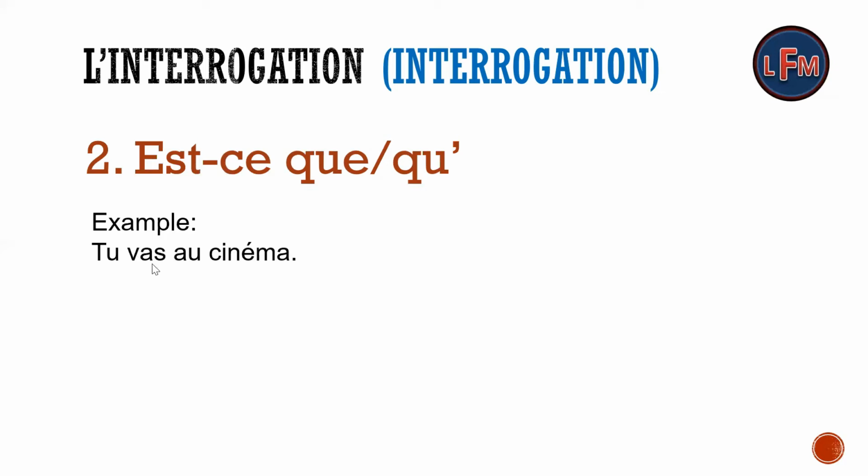For example, tu vas au cinéma. You are going to cinema. So to make it a question with est-ce que, we say, est-ce que tu vas au cinéma? Do you go to cinema? So when we have est-ce que in the question, it means we are asking a question. There is no need of a rise in the voice with this form. We simply say, est-ce que tu vas au cinéma?